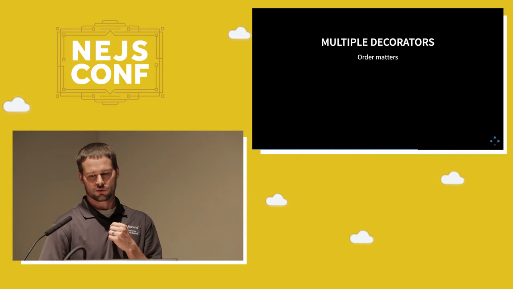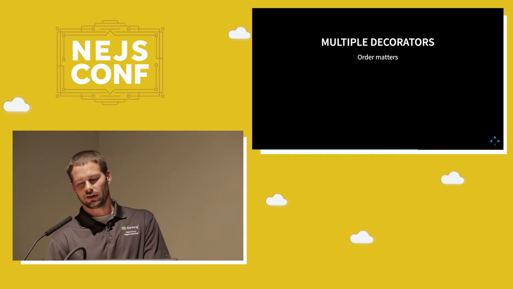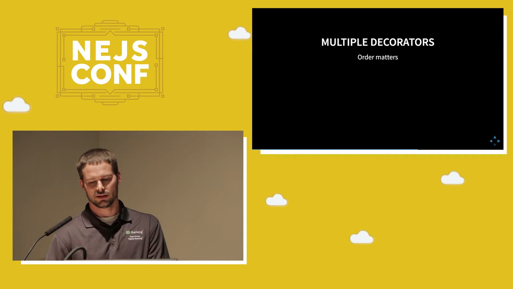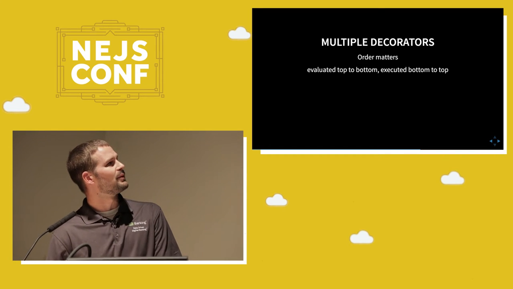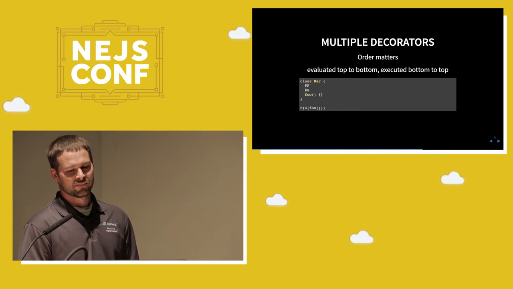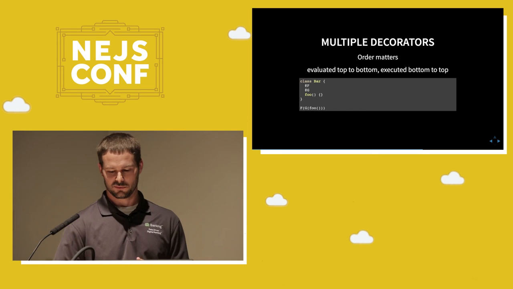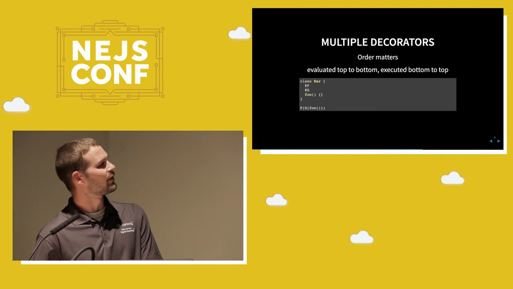So let's do something quick about multiple decorators. If you're using multiple decorators, which we actually do quite a bit, it is important to remember that order matters. They're evaluated top to bottom, but executed from bottom to top. If that doesn't make sense, I have a quick example here. If you have a class bar with a method foo, and you have two decorators on it, it would get evaluated similar to this, where foo is passed to G, and the result of G is passed to F. Hopefully that makes sense.